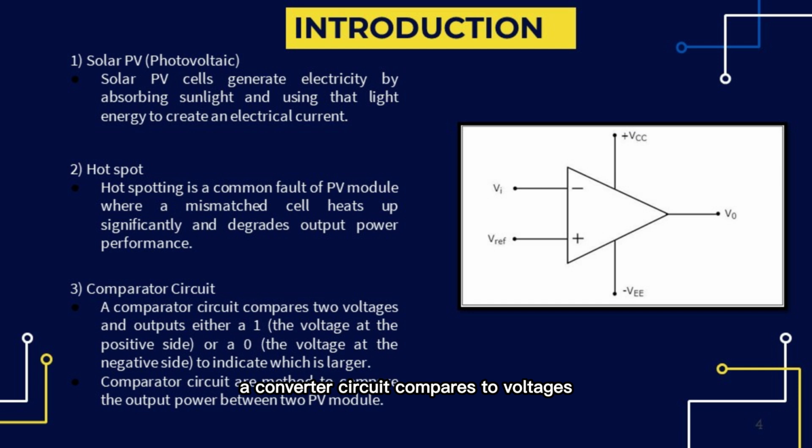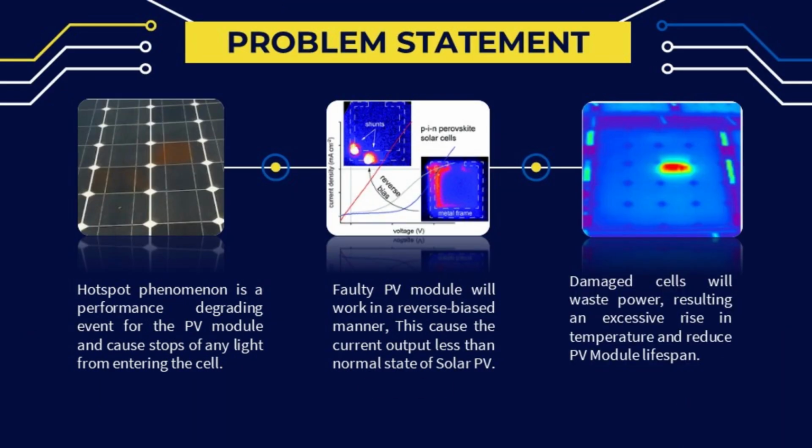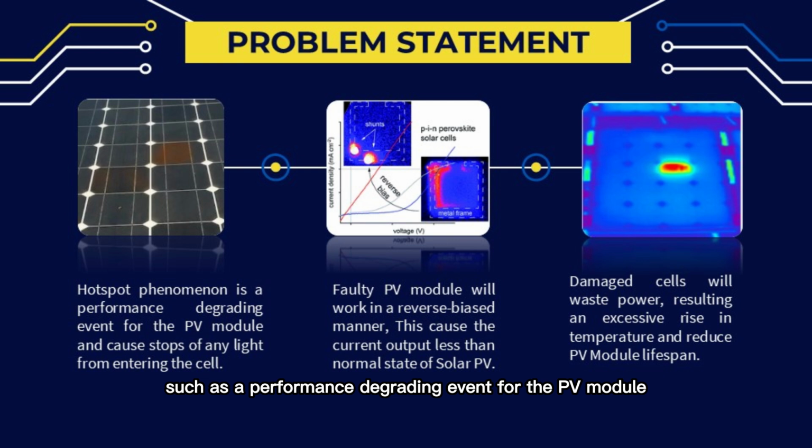A comparator circuit compares two voltages and outputs either A1, the voltage at the positive side, or A0, the voltage at the negative side, to indicate which is larger. The project was done because of a critical problem on PV modules, such as a performance-degrading event, which causes stops of any light from entering the cell.